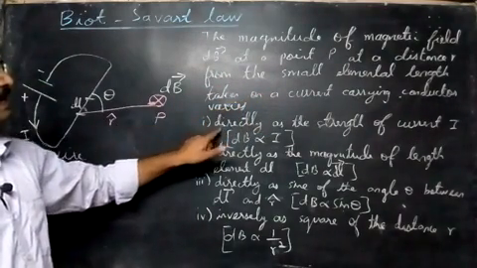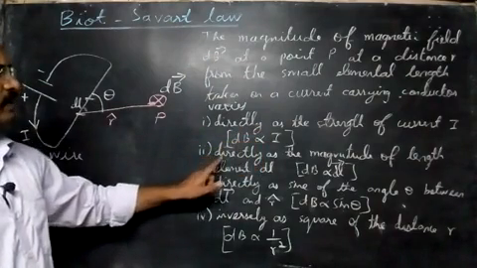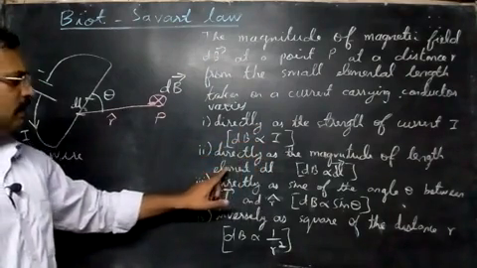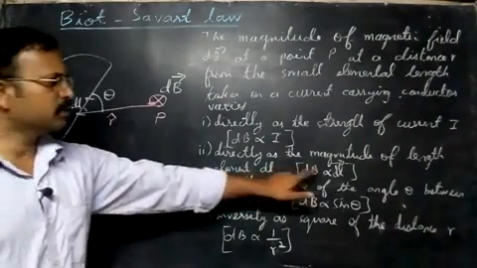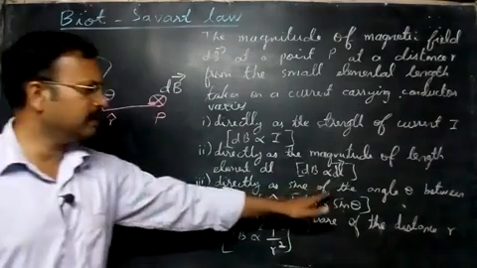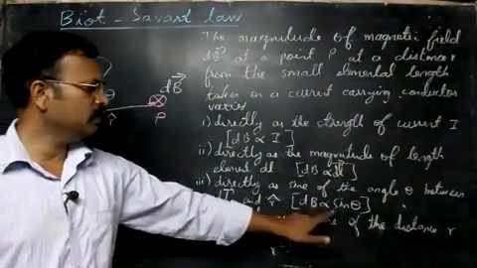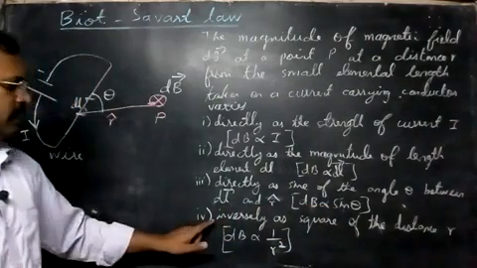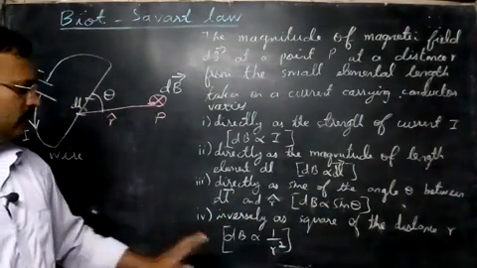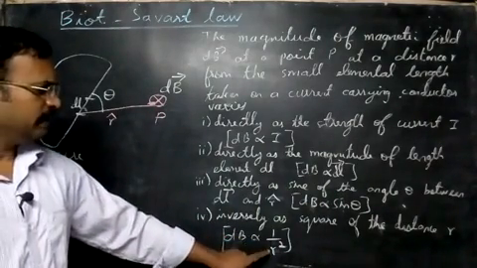First, directly as the strength of current I, dB is proportional to I. Second, directly as the magnitude of length element dl, dB is proportional to dl vector. Third, directly as the sine of the angle theta between dl vector and r cap, so dB is proportional to sine theta. Then next, inversely as the square of the distance r, so dB is proportional to 1 by r square.